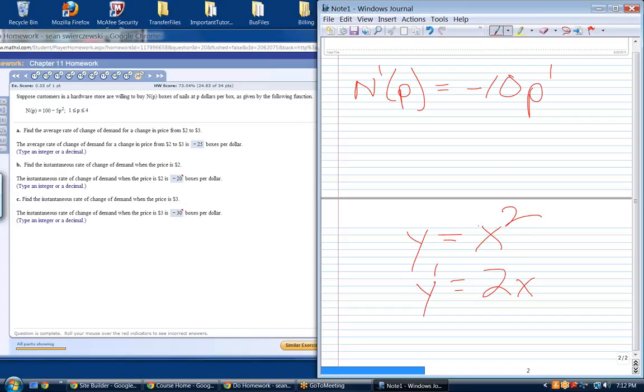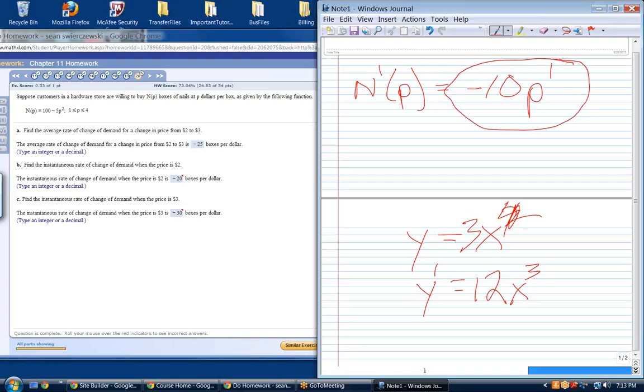So if y was 3x to the 4th power, y prime would be the exponent times the coefficient times x, reduce the exponent by 1. So that's how I got this. Okay? And now notice how easy it is to evaluate n prime at 2. Plug in 2 for p, and you get minus 20.